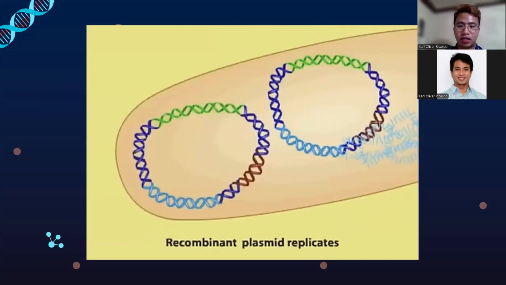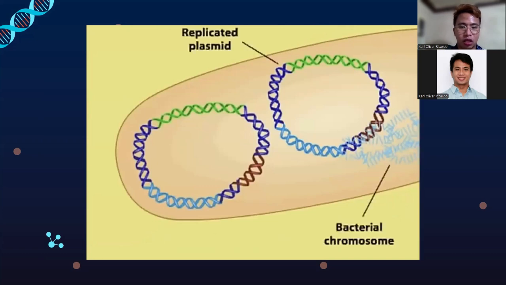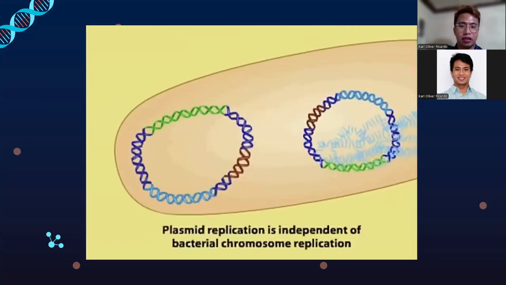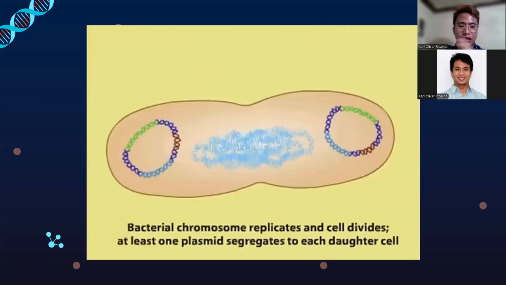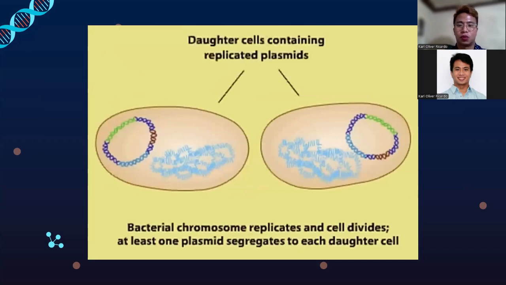So plasmid replication is independent of the host cell's division. But plasmids are distributed to each daughter cell. So the replication now is independent of the bacterial chromosome replication. So when the host cell divides, the bacterial chromosome replicates and then the cell divides. So at least one plasmid segregates to each daughter cell. Okay, so it multiplies.